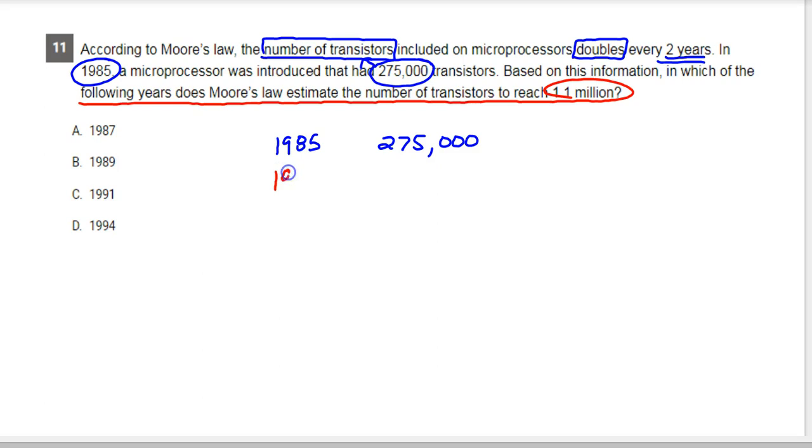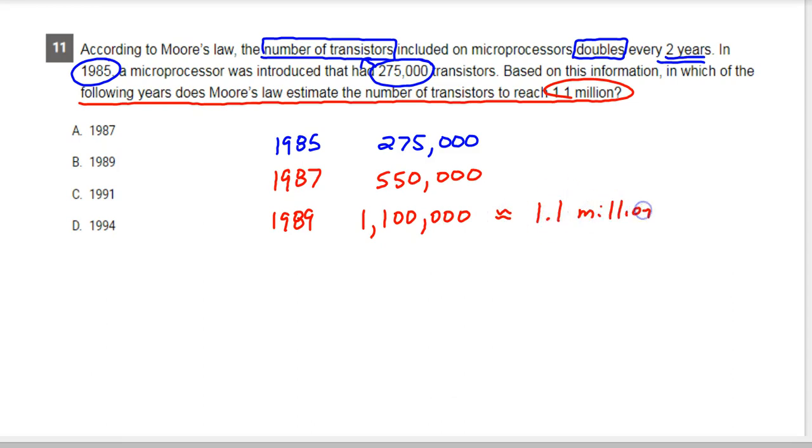Well, let's just go 2 years and let's double this. 275 doubled is 550,000. So there's a double. 2 years later, 1989, I get another double, which is 1,100,000, which is equivalent to 1.1 million. So you kind of have to know place value and know that that works out. So not really too tough of a question, not a lot of math, just a double-double. Correct answer here is B.